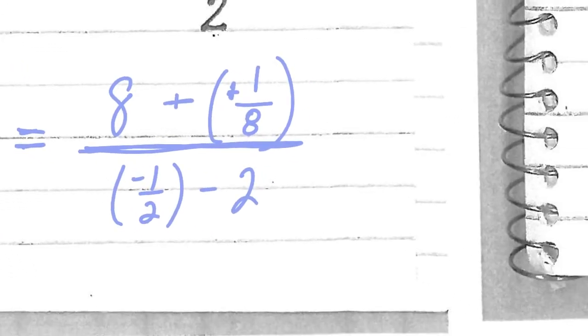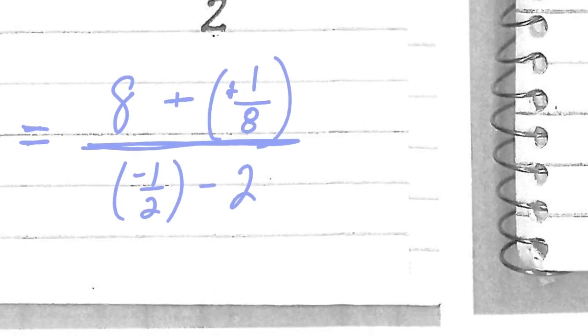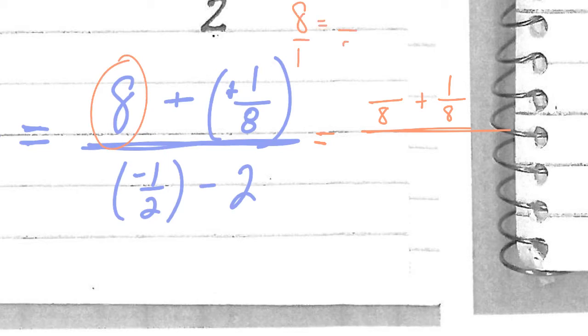Hey, what's the common denominator between 8 and 1/8? 8. So it's going to be what over 8? This will turn into what? 8 is equal to what over 8? 16, right? Oh, 64. Hey, you guys were right. 64. How's that? Good? All right.